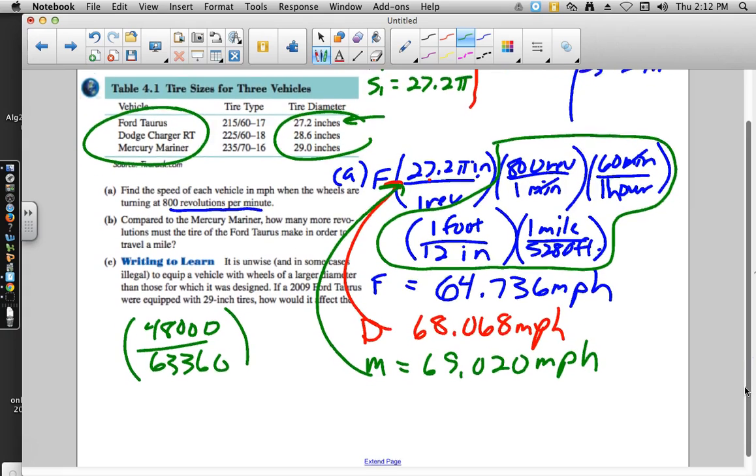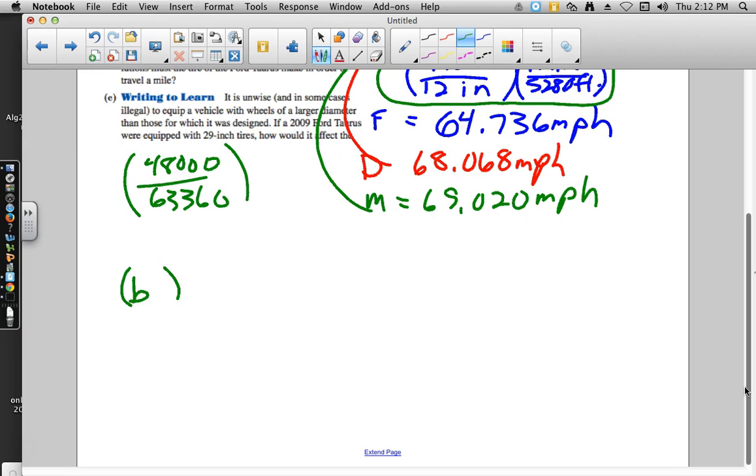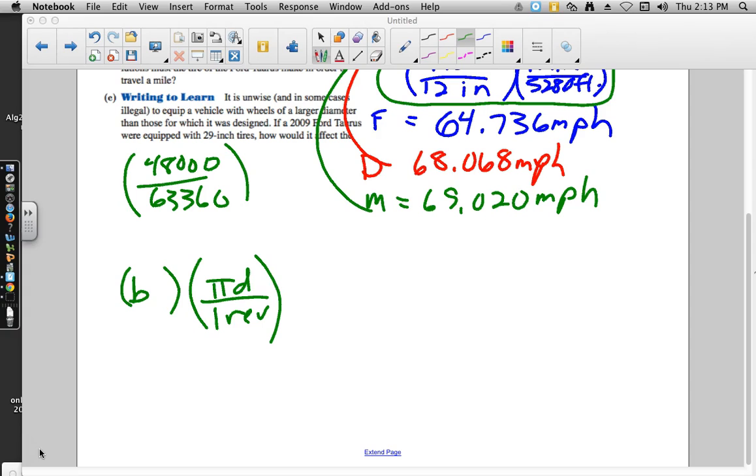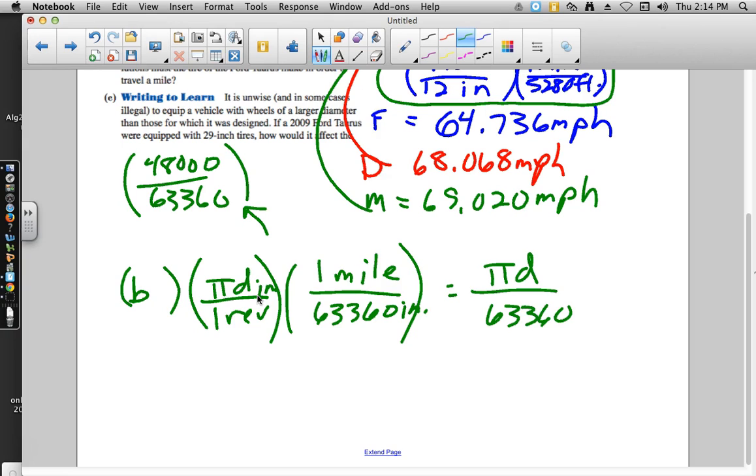Now in B, it says, compared to the Mercury Mariner, how many more revolutions must the tire of the Ford Taurus make in order to travel 1 mile? So what we really care about is pi times the diameter gives us 1 revolution. So pi times diameter inches in a revolution is what we're dealing with. And if we go back and use the numbers from the previous problem, what we really care about is that 63,360, because that's the number that takes care of the inches piece for us, so that we can talk about miles per revolution. So this will come out to pi times diameter over 63,360 miles per 1 revolution.